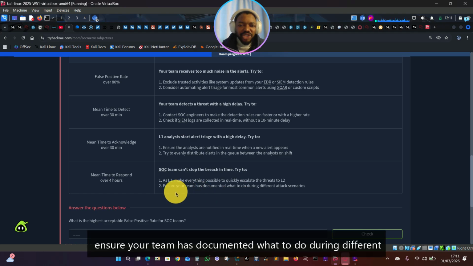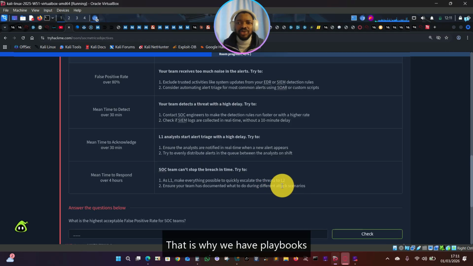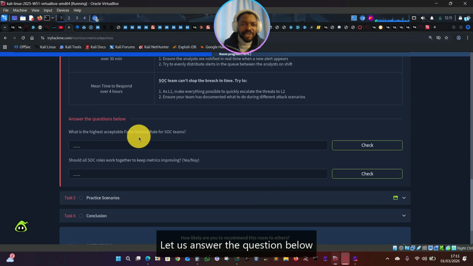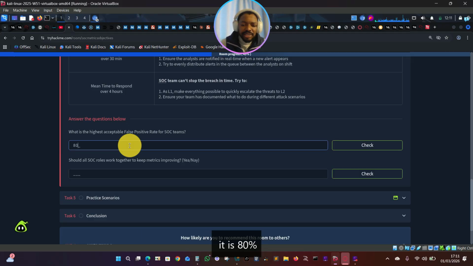Number 2, ensure your team has documented what to do during different attack scenarios. That is why we have playbooks, runbooks, and lookups. Let us answer the question below. What is the highest acceptable false positive rate? Remember, it is 80%.